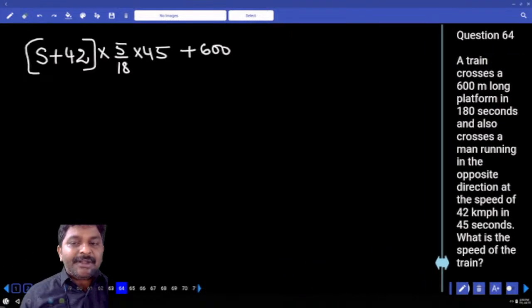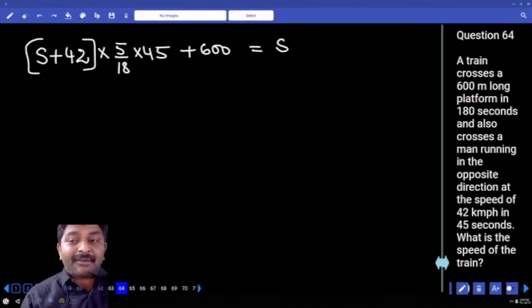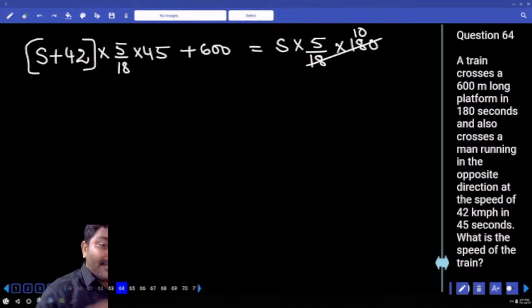Distance is equal to speed into time. In first case, when it crosses a platform, how many speeds are involved? Only one. How much is that? Yes, kilometer per hour converted to meter per second, 5 by 18. This is speed in meter per second. Multiplied by time in first case. 1, 18, 10 times. 9, 2 times.